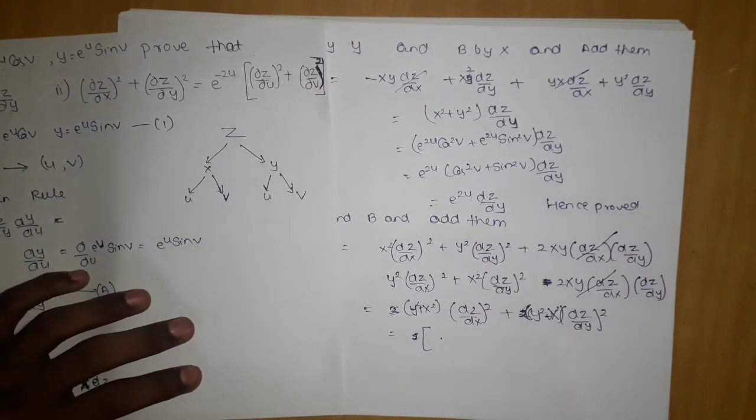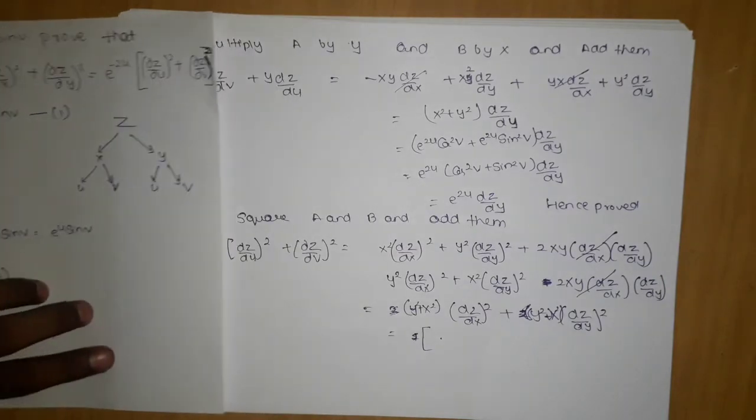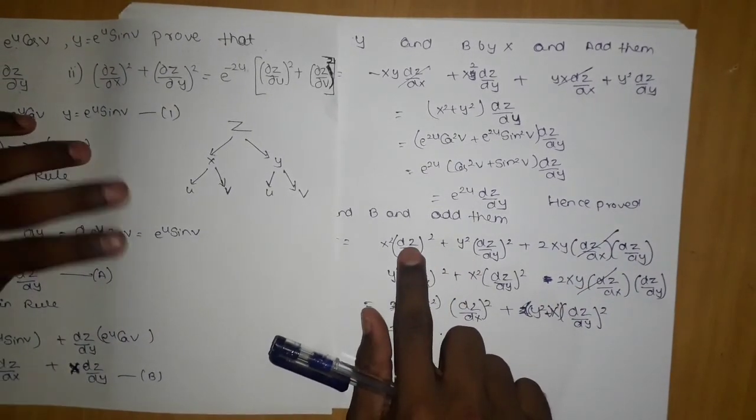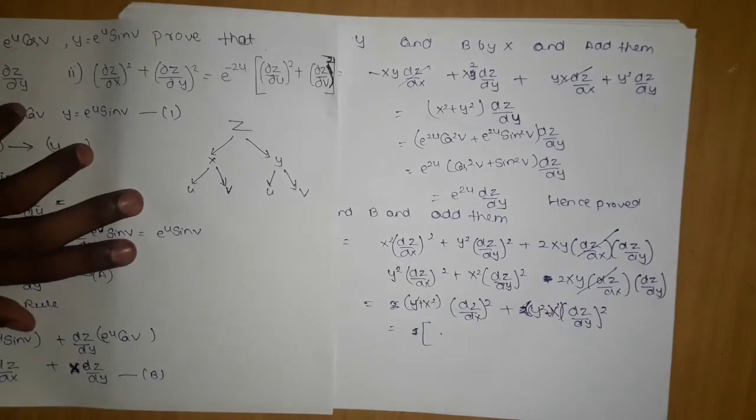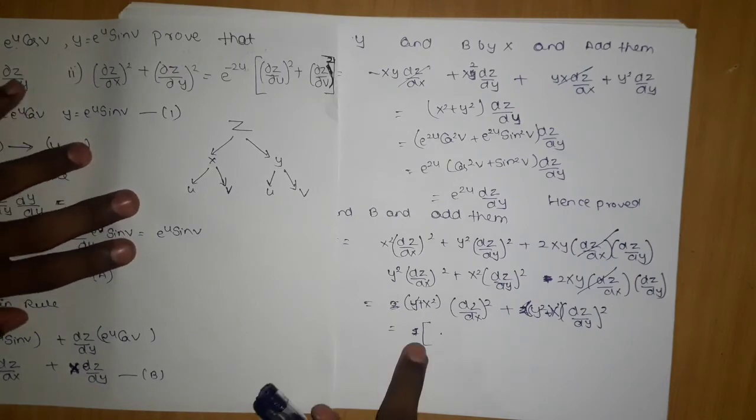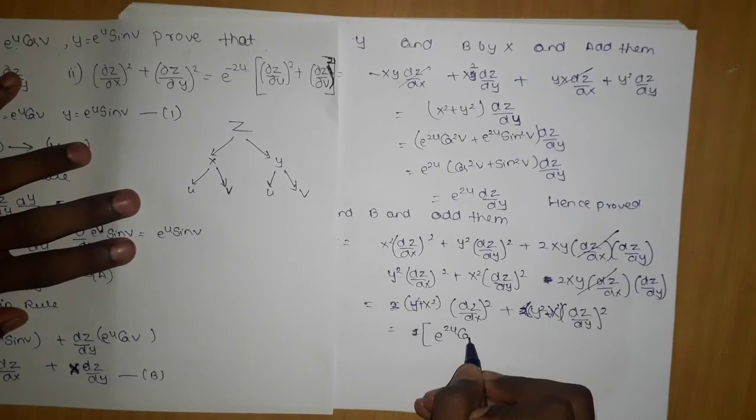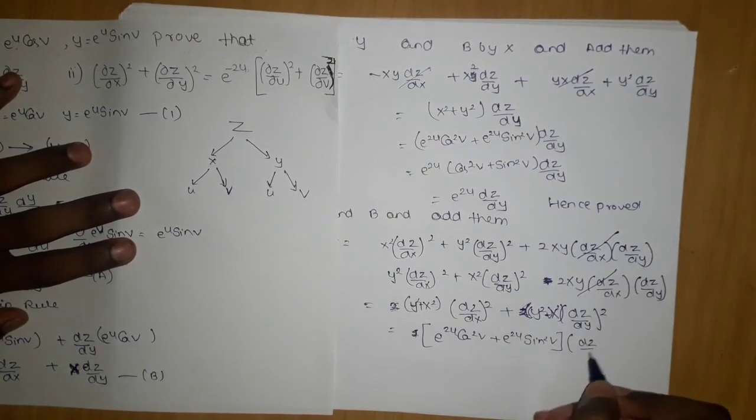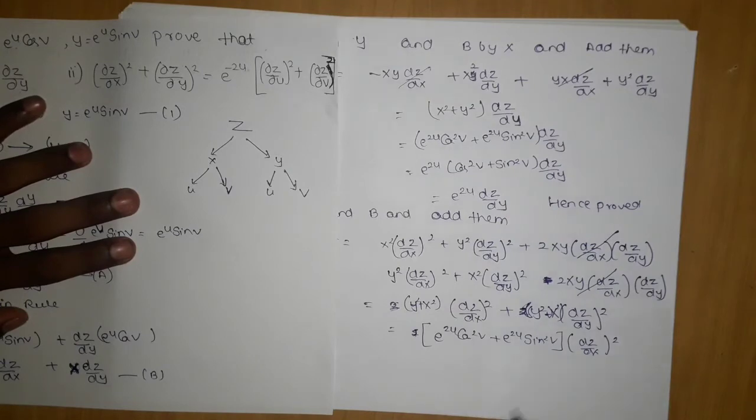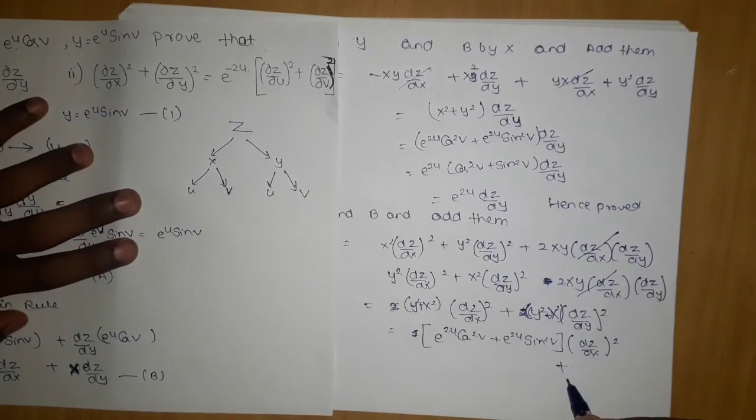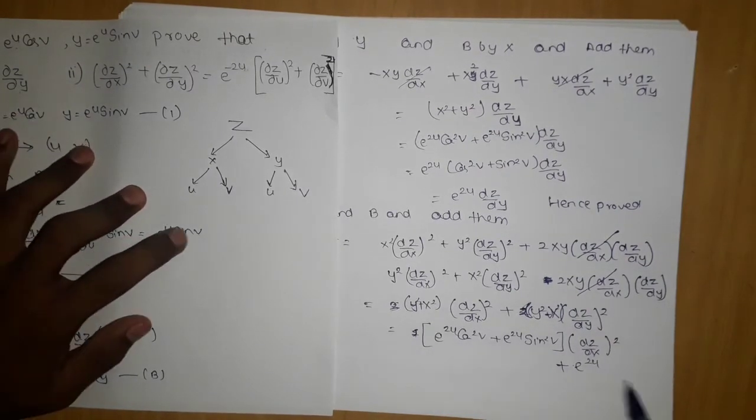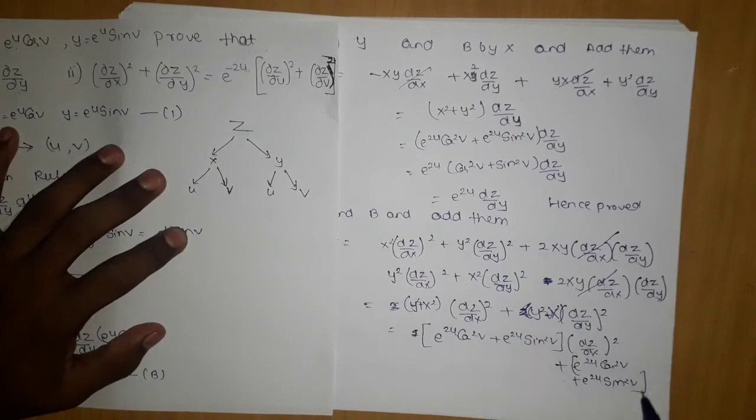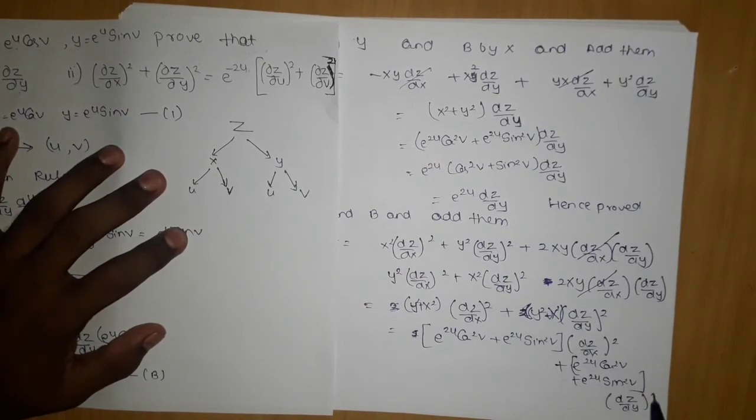It is y square plus x square, and let me see if we are making any mistake, because it was negative, this one will be positive, this one will be positive, and this one is minus y dou z by dou x. We can write this as e power 2u cos square v plus e power 2u sin square v into dou z by dou x the whole square plus e power 2u cos square v plus e power 2u sin square v. This is nothing but dou z by dou y the whole square.